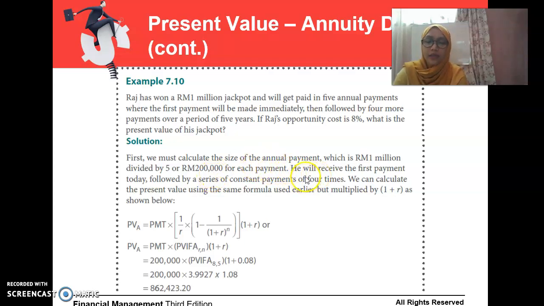So basically, he will receive the first payment today, followed by a series of another 4 payments. We can calculate the present value using the same formula used earlier, but multiplied by 1 plus R, as shown below. PV annuity equals payment PMT. 5 million divided by how many years? 5 years. This is the formula: 1 over R times 1 minus 1 over 1 plus R to the power of the number of years.